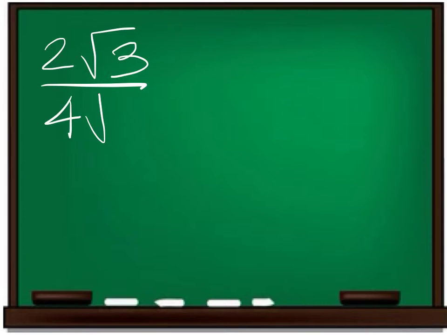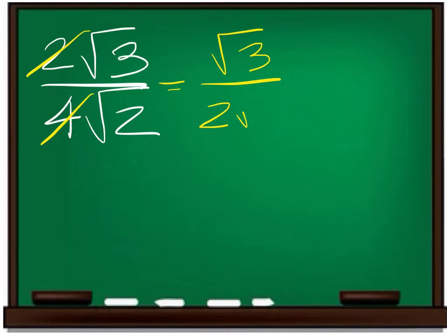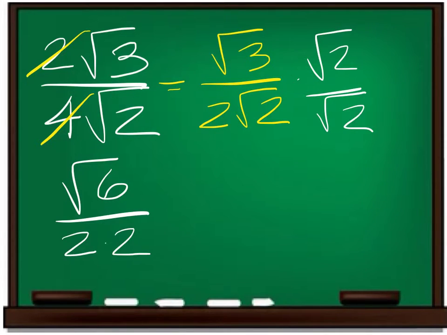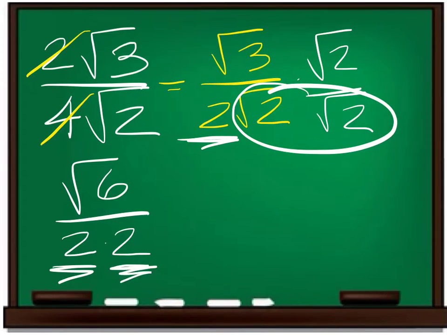Here's practice 1. Multiply the top and the bottom by the square root of 2, or you could simplify this first and make that 1 over 2, and then multiply the top and the bottom by the square root of 2. On the top it's square root of 6, on the bottom it's 2 times 2. This is the 2 here, and then these two multiplied together give me this 2. So it should be square root of 6 over 4.